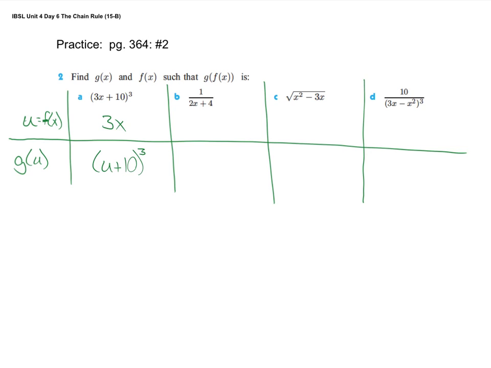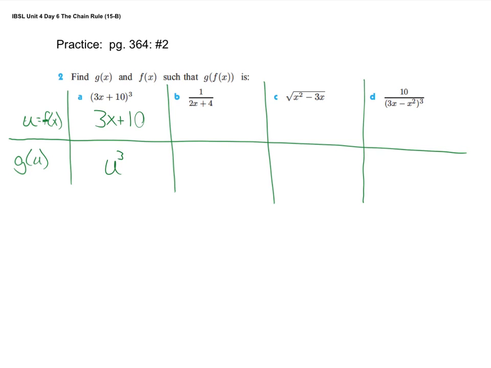But to take the derivative of that with the rules we have now, I would have to FOIL that out. Okay, so that wasn't helpful for us in this case. Instead, what did you probably make u to be? 3x plus 10. Yeah, make it the 3x plus 10, and then g of u is u cubed. Okay, does it make sense?